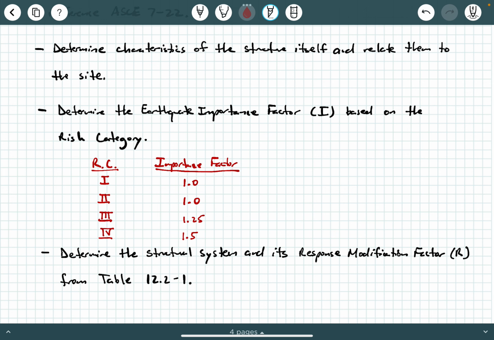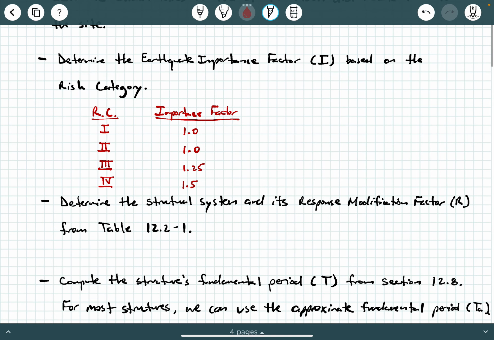Now, I'm not going to get into the nitty-gritty details of selecting the appropriate structural system in this video. All I want to mention is once you have the structural system, go to this table and obtain the response modification factor. There are other important pieces of information in this table as well. There's something called the overstrength factor. There are some height limitations, a lot of other good information in this table. But for the purposes of this video, I'm just going to focus on determining the story forces, which for now just deals with the response modification factor, okay?